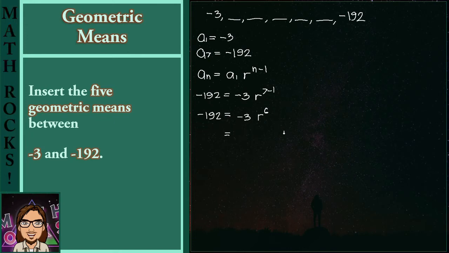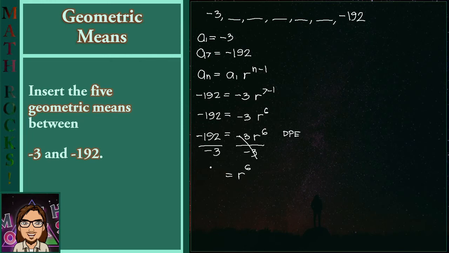And we merely have to apply the same procedure. We would like to eradicate the negative 3, the numerical coefficient of r. So we must divide both sides of this equal sign by negative 3. This gives us a 1. Now we are only left with r raised to 6, while on the other side we have a 64.